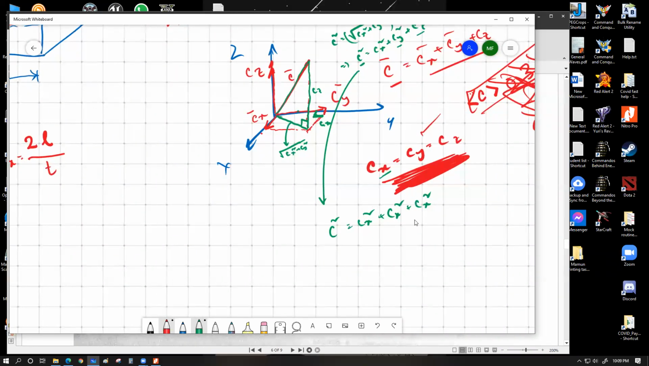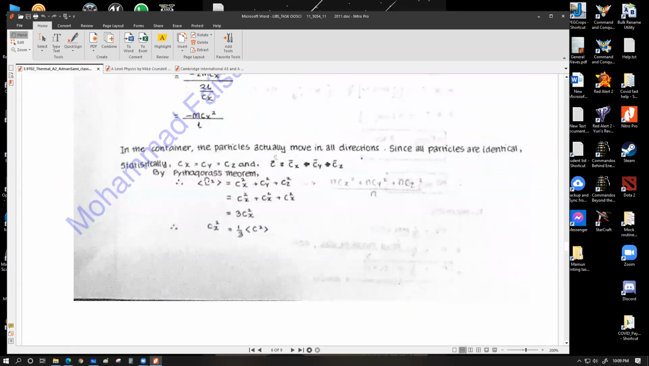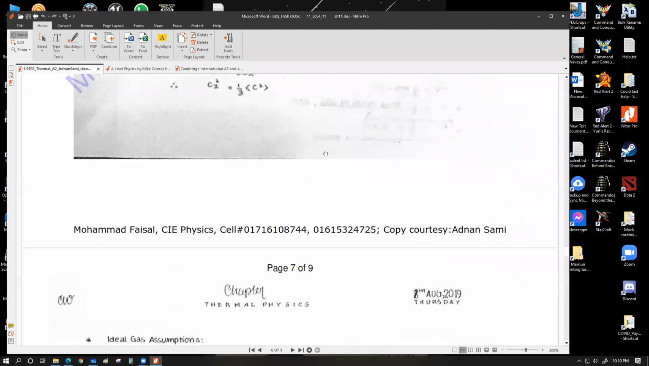And that gives me c square equals 3 times cx square, which gives us that cx square should be equal to 1/3 of c square in terms of value, which we're about to replace over here. So this is what we're getting. By Pythagoras' theorem, c square, which is the mean square velocity, equals cx square plus cy square plus cz square, which we are replacing with these values. So we're getting cx square equals 1/3 of the mean square velocity. Cx square equals 1/3 mean square velocity. Here we had a cx square over here. We're going to replace this expression right up over there. So what do we get?